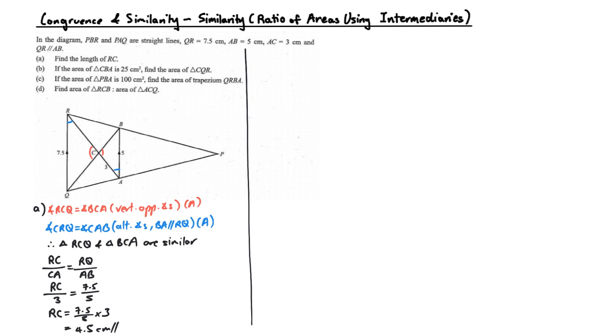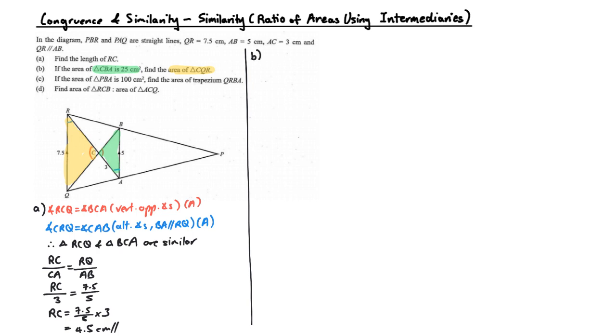Now B, if the area of triangle CBA is 25 centimeters squared, find the area of triangle CQR. So this is also using similarity, but for areas. So this one over here and CQR here.